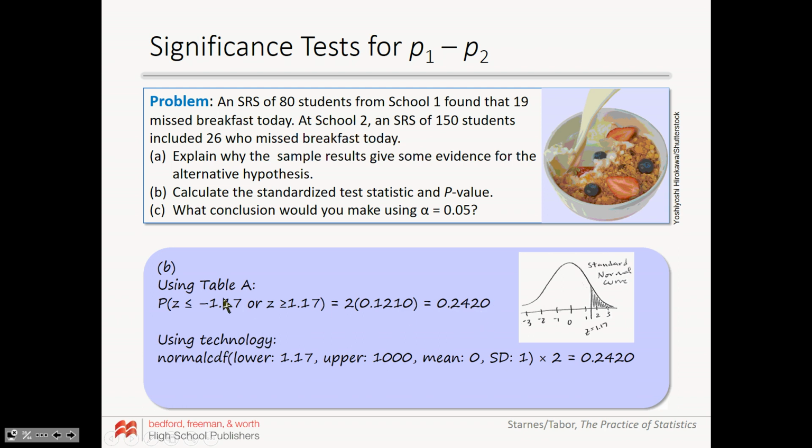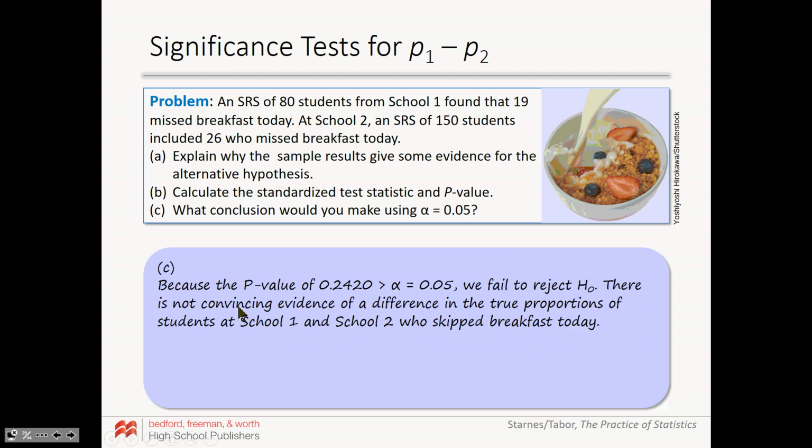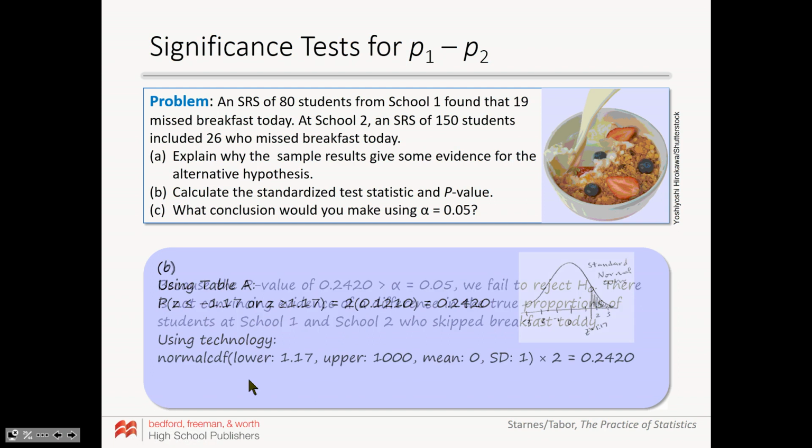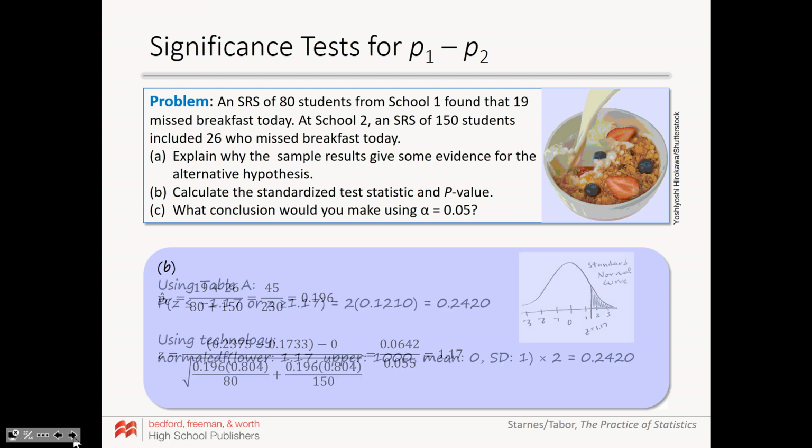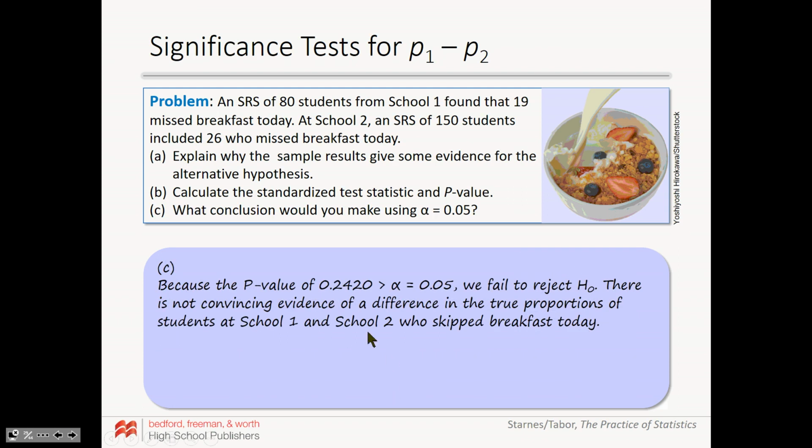And that's using the table. You can also always use the calculator. So based upon our p-value, in other words, there's a 24% chance that I would get a difference of, what was the difference again? Let me go back. About 5% or more if I were to assume that the difference was actually 0. So that p-value is very high compared to the alpha. That means we're going to fail to reject H0.